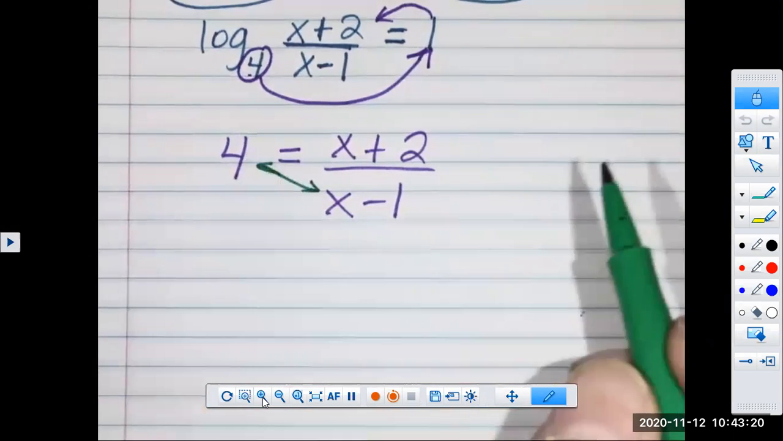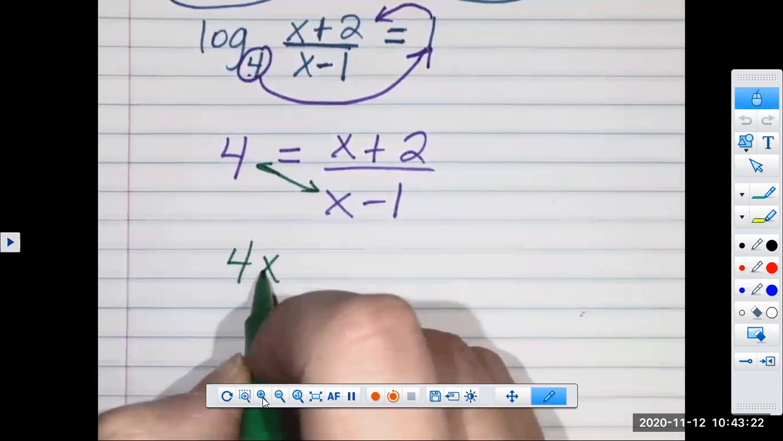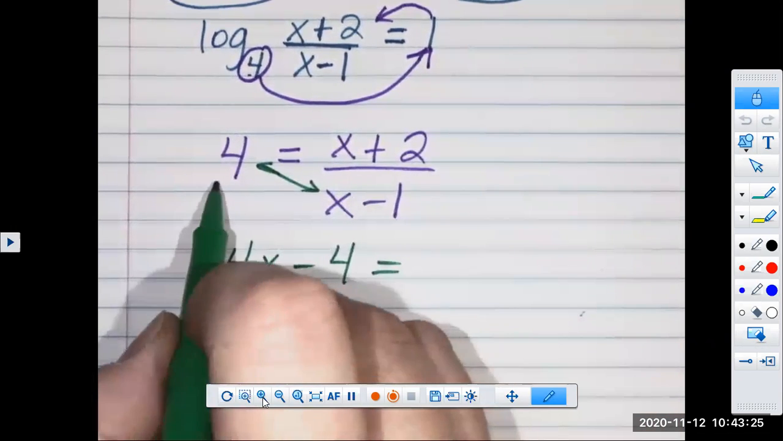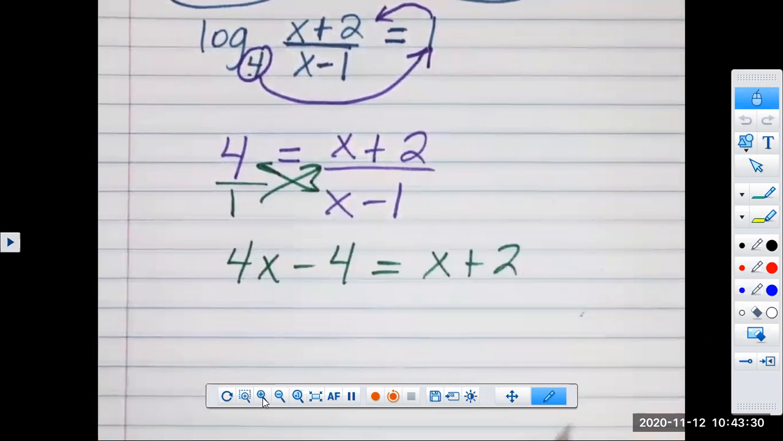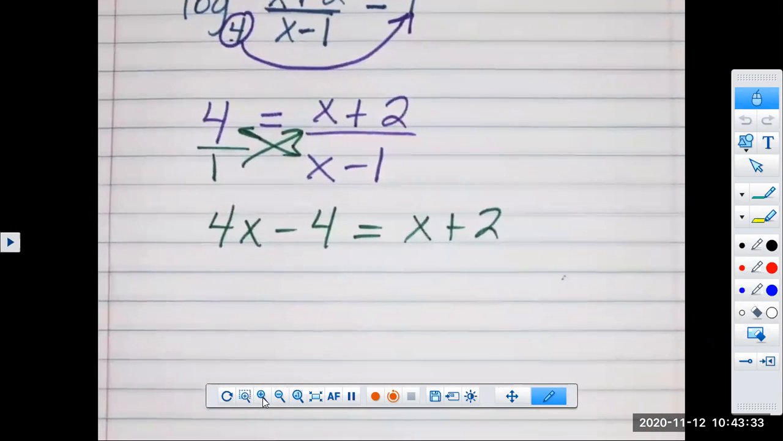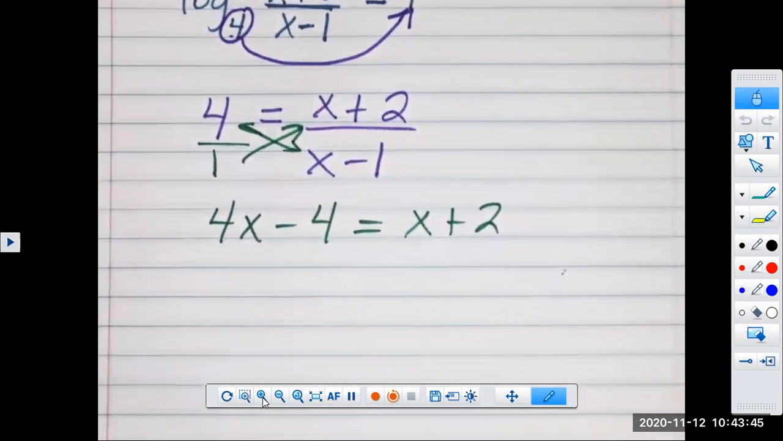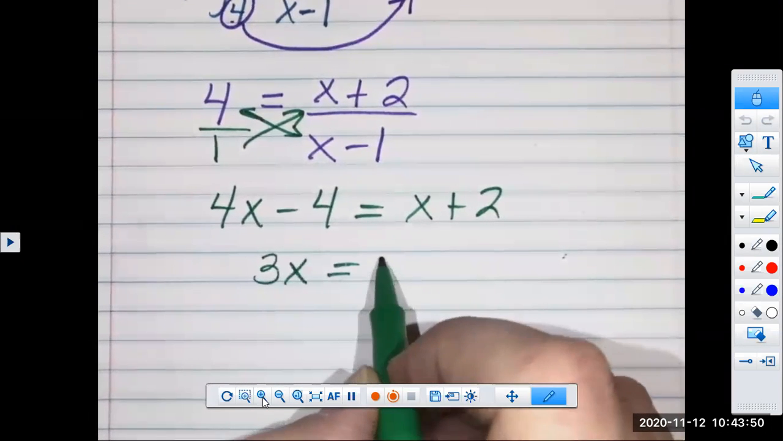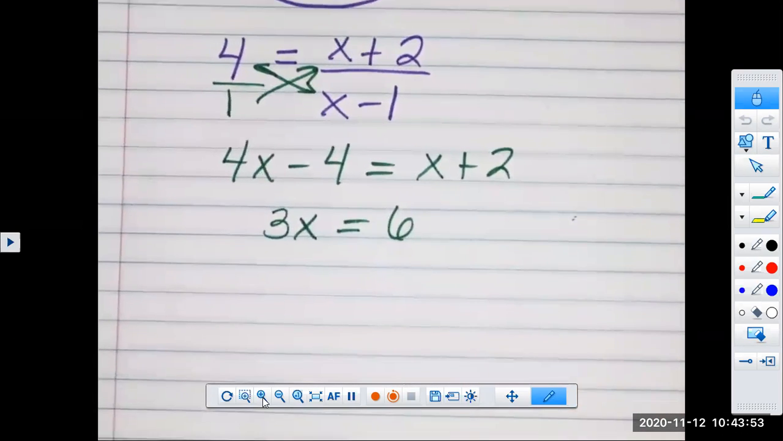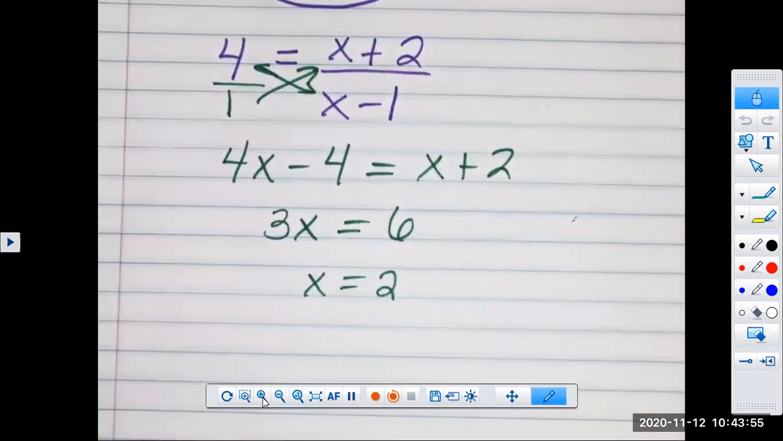Okay, cross multiply, or multiply x minus 1 to 4. So that gives you 4x minus 4. And then you have 1 underneath 4, so you just have equals x plus 2. Subtract x and then add 4, so you get 3x equals 6, x equals 2.